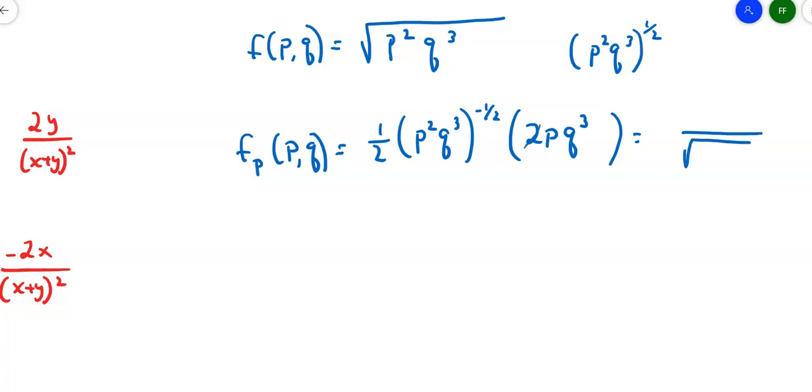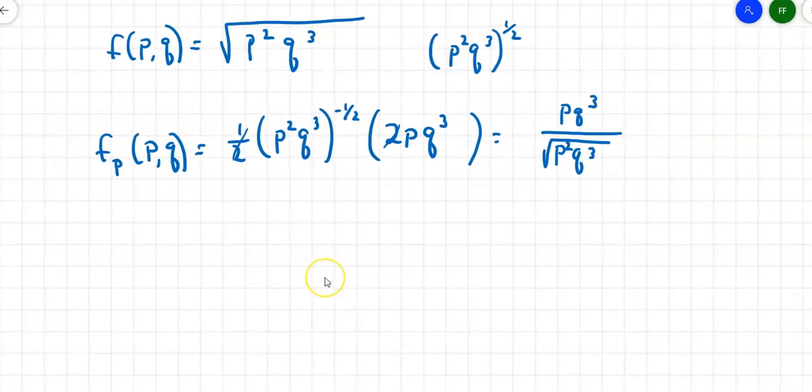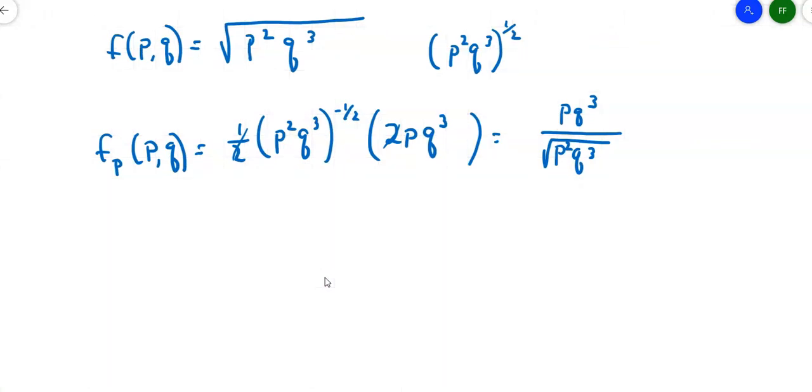The 2 and the 1/2 will go away. You'll end up with a p times q cubed on the top and a p squared q to the third on the bottom. And actually a p knocks out top and bottom, because the square root of p squared is just p. So you can end up with no p's. How about the q's? Well, all right. You'll end up with a q squared over the square root of q, and you can keep simplifying it from there if you want.